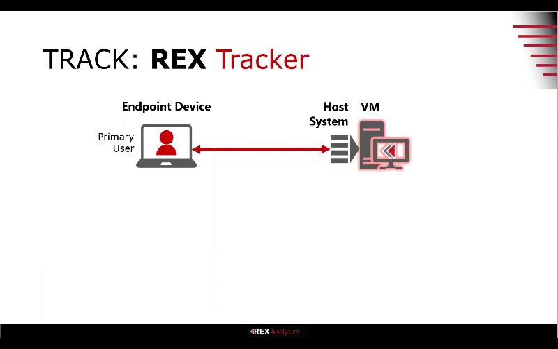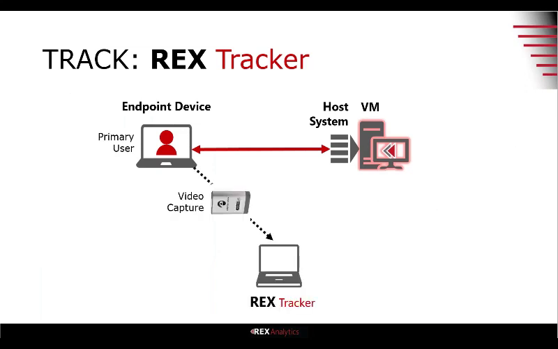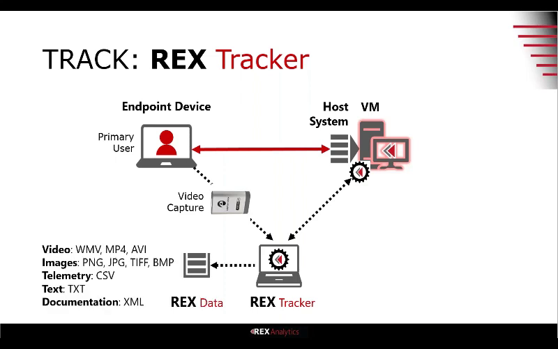Now, to record everything, we need video capture that we connect to the client, and we record the videos. At the same time, we're collecting the telemetry data in the host system or in the VM that's running on the host system. Now, we put all this data into a repository. So we have the videos, we have still images like screenshots, we have the telemetry data in CSV format, we can have additional text information, and we can have documentation that shows us what the setup of the system was.